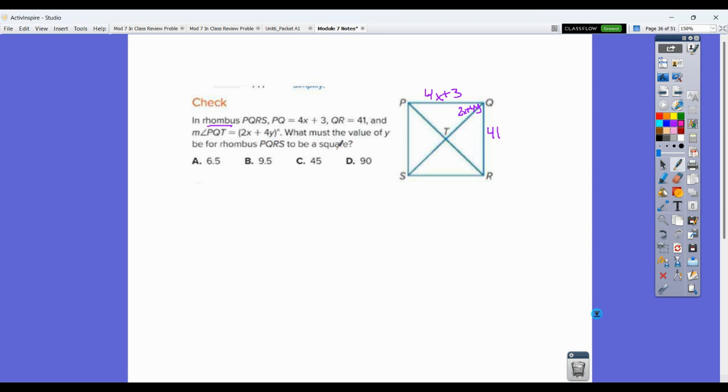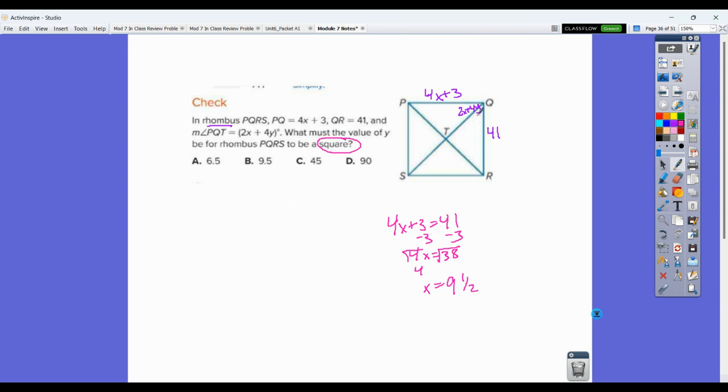So we want this to be a square in this case. So first thing I'm going to do is solve for x. So I know that 4x plus 3 is equal to 41 just because this is a rhombus. So we subtract 3, I get 4x equal to 38. I divide by 4, and I'm going to get x equal to, let's do some math here. 9 times 4 is 36, and 9 1/2. So that's going to be my x value in this case.